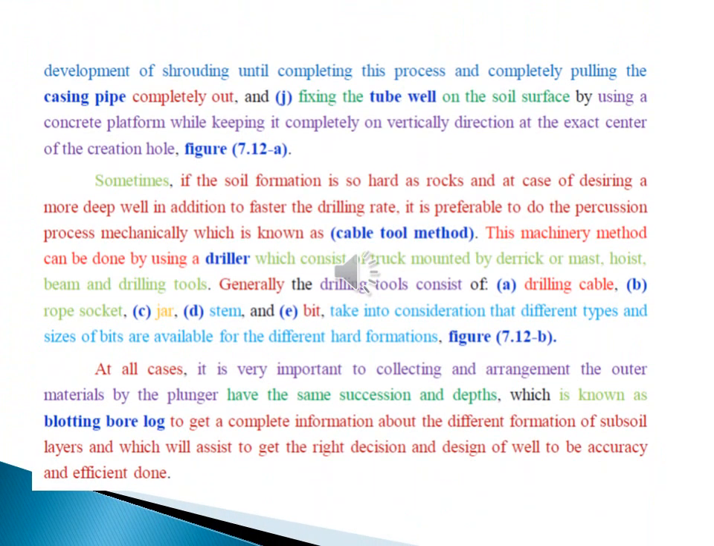The manual percussion is so clear as illustrated in the enclosed figure. Sometimes, if the soil formation is so hard, and in case of desiring a deeper well, in addition to a faster drilling rate, it is preferable to do the percussion process mechanically, which is known as the cable tool method. This machinery method can be done by using a driller, as illustrated in the enclosed figure.